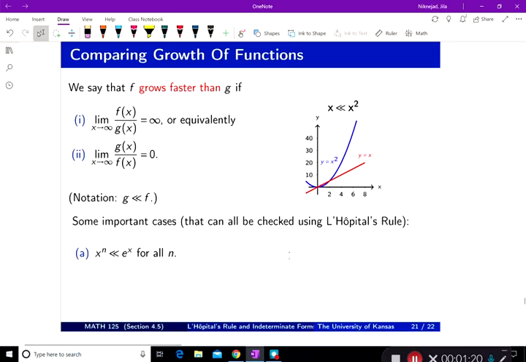One important case that we figured out as we were doing L'Hopital's rule is that x to the power n is always much less than e to the power x. So e to the power x is more powerful than any polynomial as x approaches infinity.